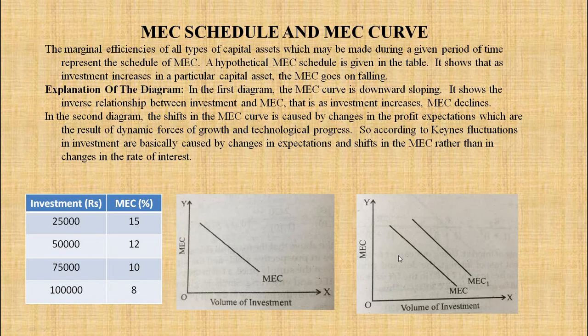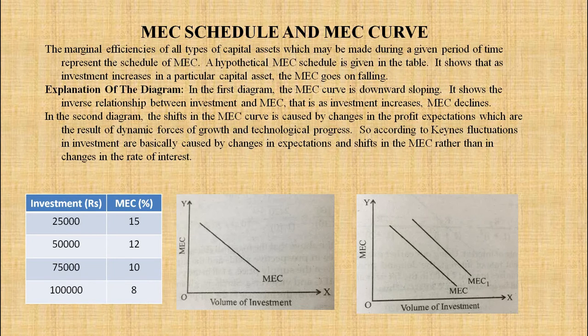In the second diagram, the shifts in MEC curve, the curve shifts from MEC to MEC1. The shift in the MEC curve is caused by the changes in profit expectations, which are the result of dynamic forces of growth and technology.